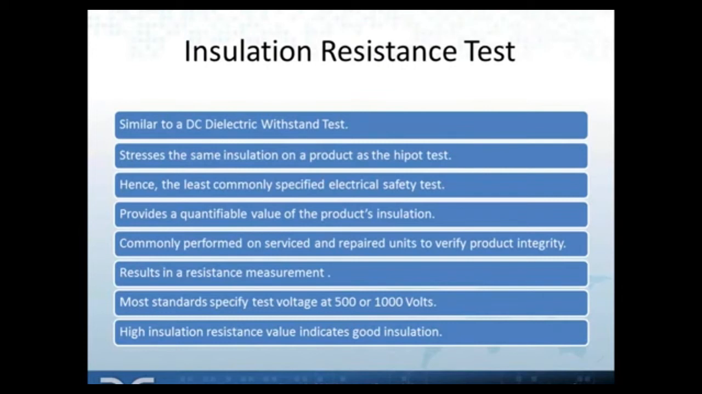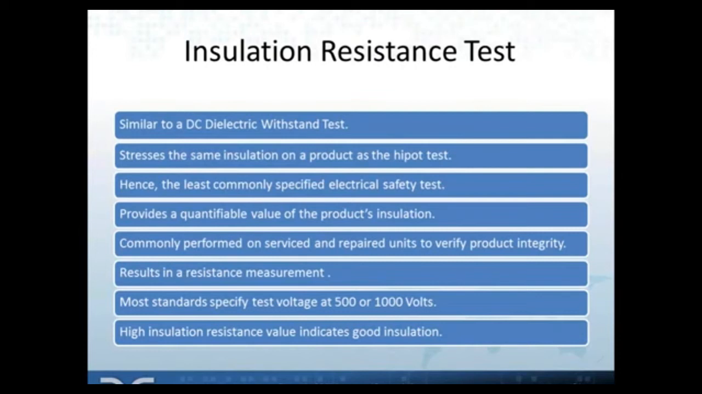Although most insulation resistance testers have a variable output voltage, this test, according to the standards, is usually specified at 500 to 1,000 volts. The result of this test is displayed as a resistance measurement, and it is most commonly performed on serviced and repaired units to verify the integrity of the product. Based on the result of this test, a high insulation resistance value is what indicates good insulation.